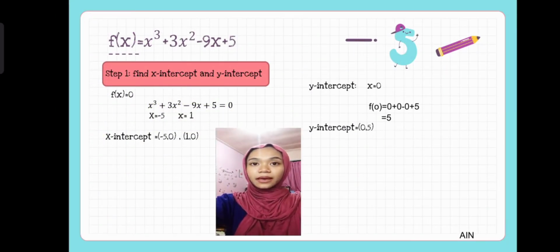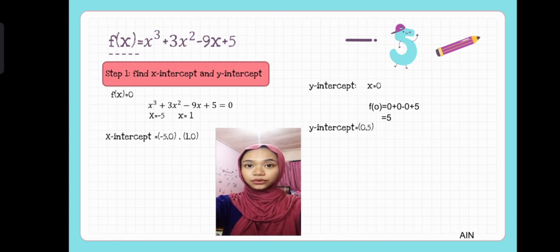For an example, f(x) = x³ + 3x² - 9x + 5. Step 1, we need to find the x-intercept and y-intercept. So we make f(x) equal 0, x³ + 3x² - 9x + 5 = 0. So we get x = -5 and x = 1. So the x-intercepts are (-5, 0) and (1, 0).